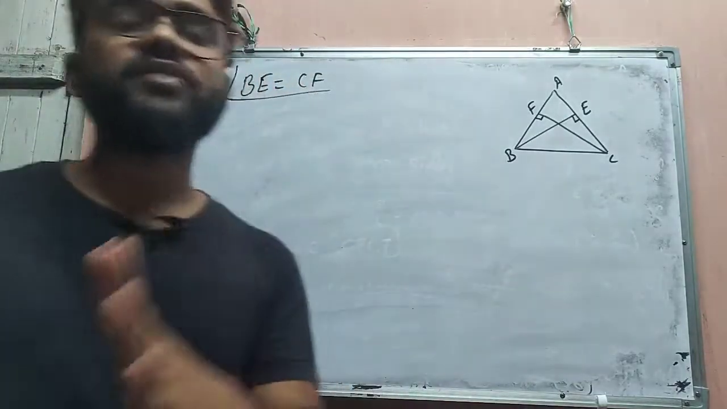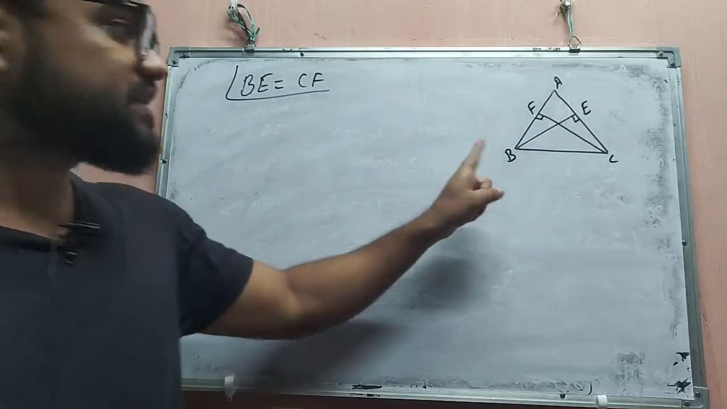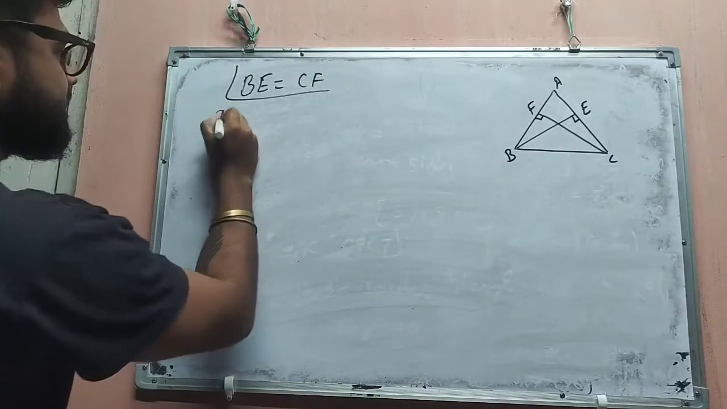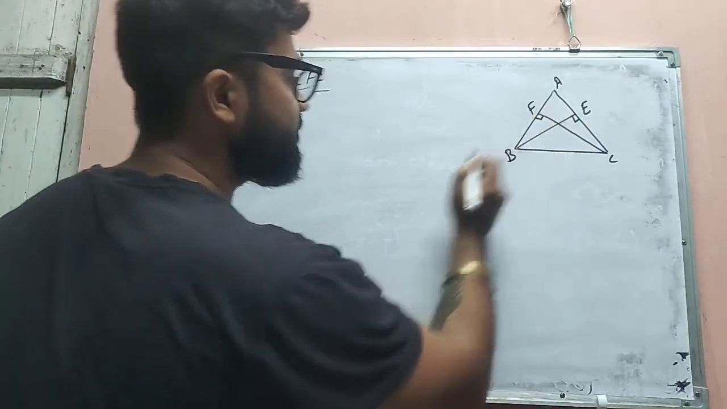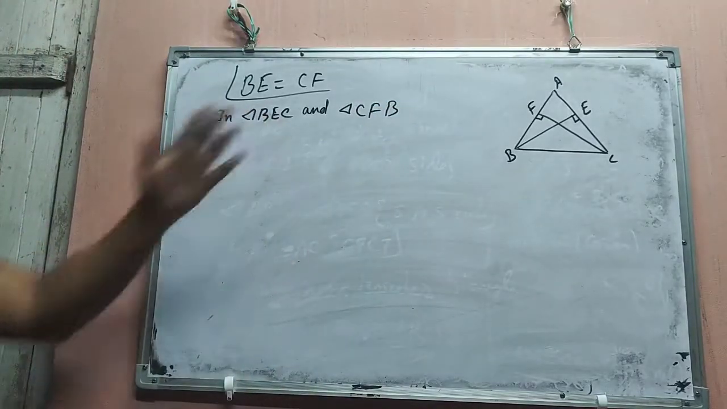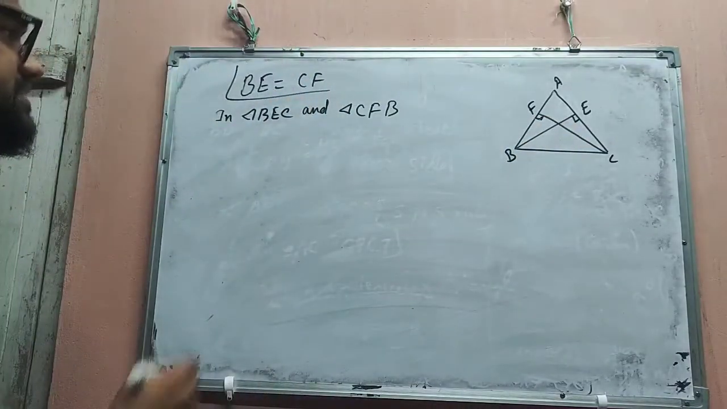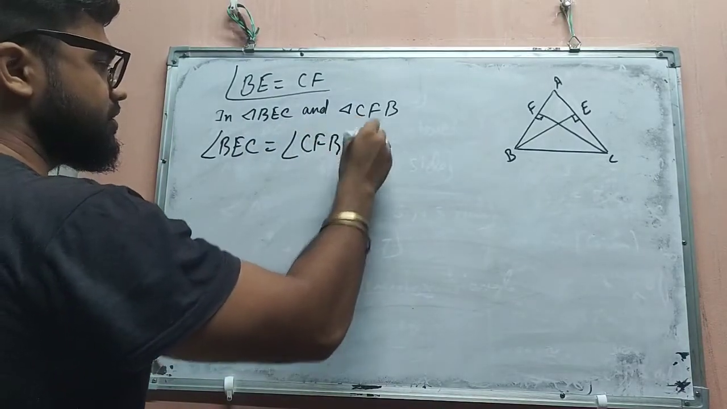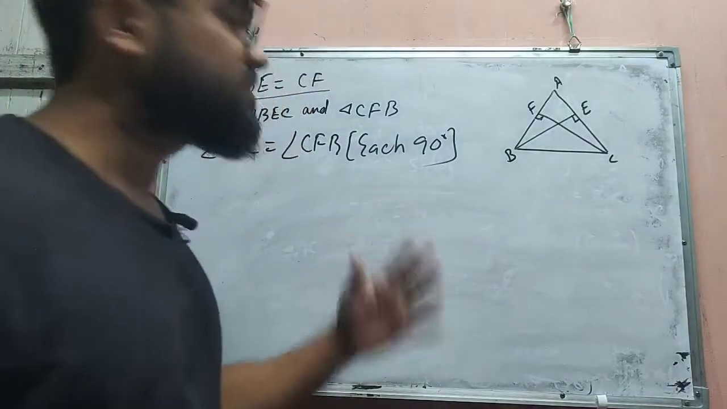So to prove that, first we have to see in which two triangles they are contained. Clearly, you can see the first one, BE, is contained in triangle BEC, and the second, CF, is contained in triangle CFB. So the first condition: this is 90 degrees, so you can say angle BEC equal to angle CFB, each 90 degrees.